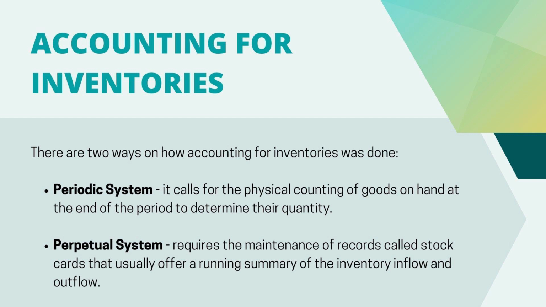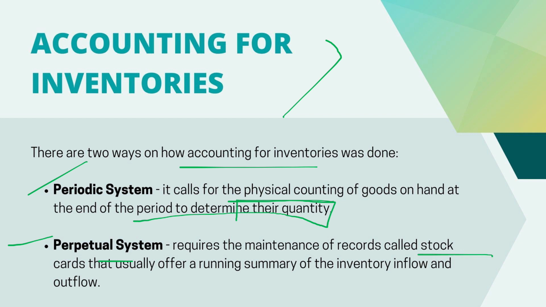Next, how to account for inventories. There are two ways on how accounting for inventories is done. First is the periodic system, and second is the perpetual system. When we say periodic, it calls for a physical counting of goods on hand at the end of the reporting period to determine the quantity. While the perpetual system requires the maintenance of records called stock cards that usually offer a running summary of the inventory inflow and outflow.